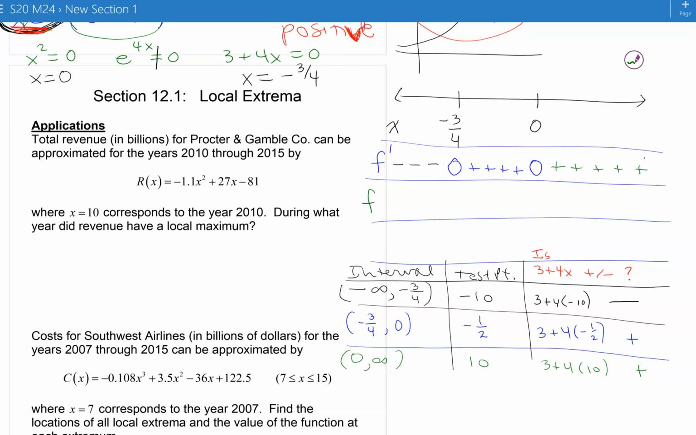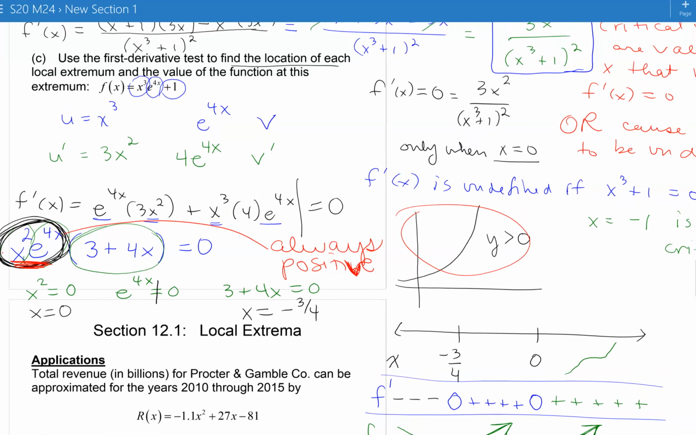So let's see what we know about the function. We know that the function is decreasing when the derivative is negative. It's increasing when the derivative is positive. So at x equals negative 3/4, we have a local min. That's our only extreme value. Because at x equals 0, it does some kind of little bump and then goes up again. So it's not a critical value. I mean, not an extremum, sorry. So the location of each local extremum: at x equals negative 3/4, f has a local min.